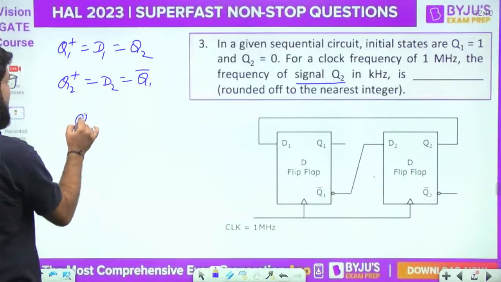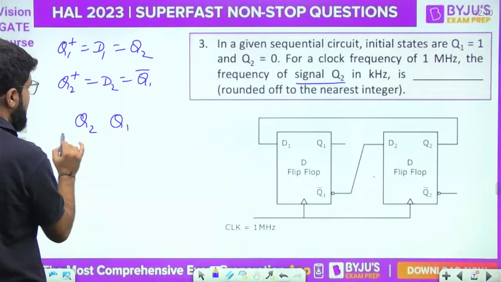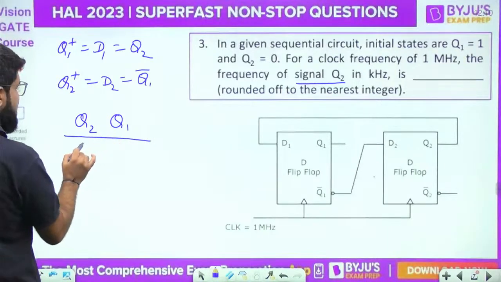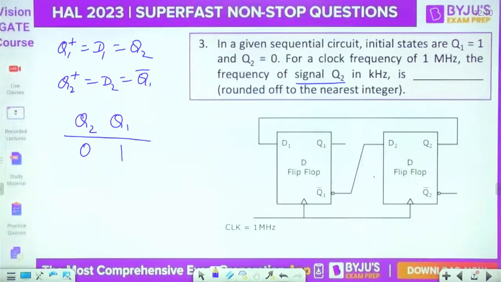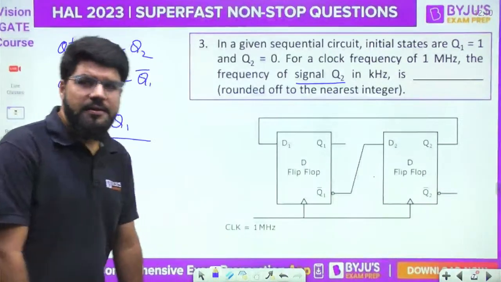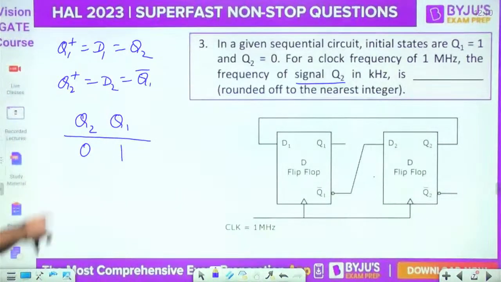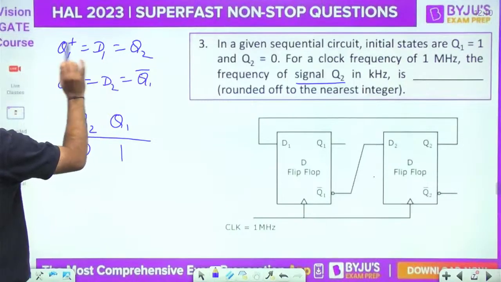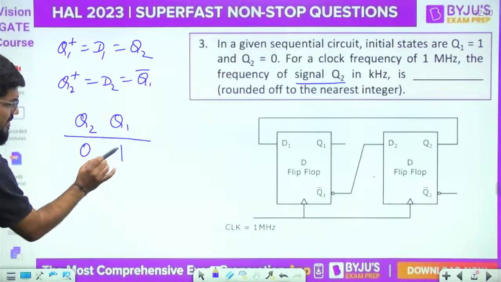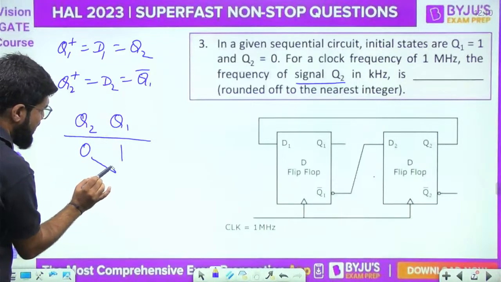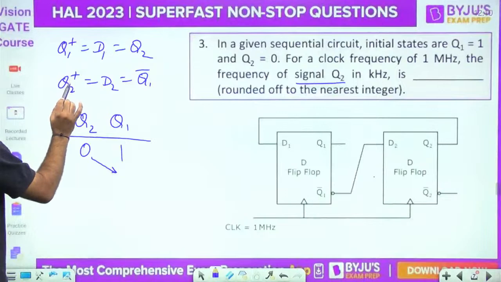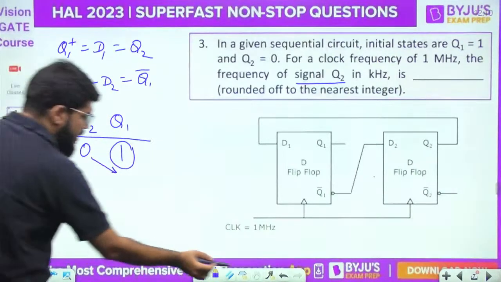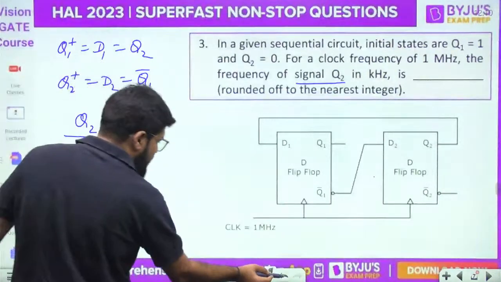Okay, so if I start writing Q2, Q1, it is initially 0, 1. Q2 is 0, Q1 is 1. But what is the value of Q1 plus? It is equal to Q2. So the next state of Q1 will be the current value of Q2. And what is Q2 plus? It is Q1 complement. So whatever is the current state of Q1, take the complement and put it here.